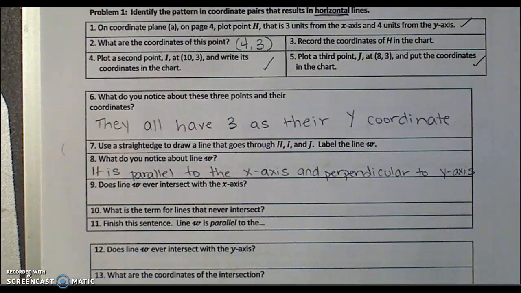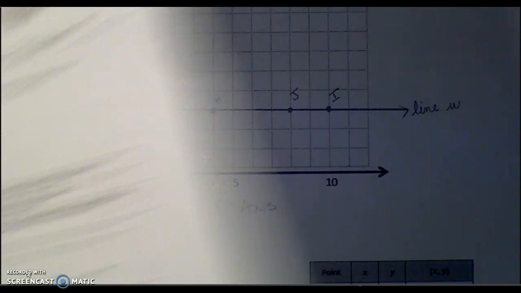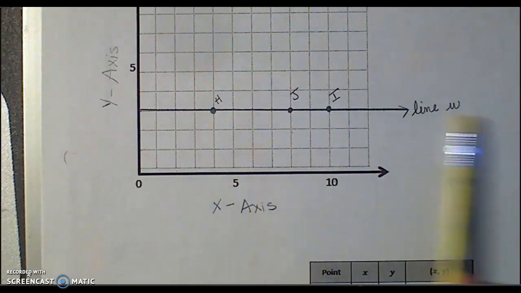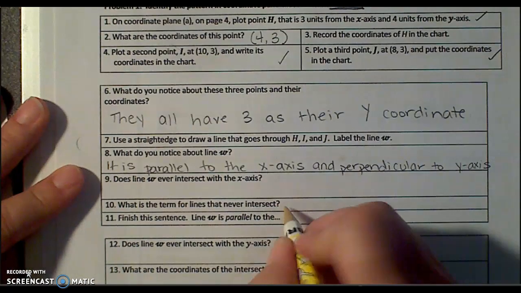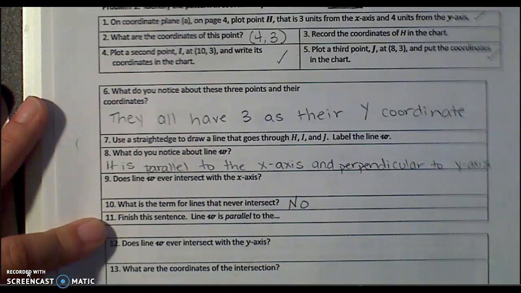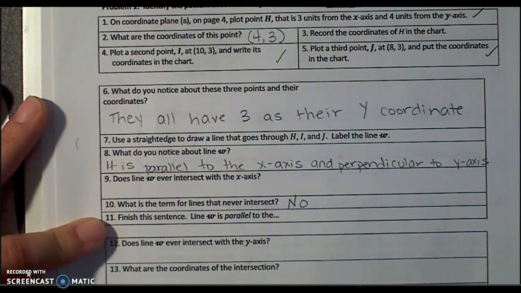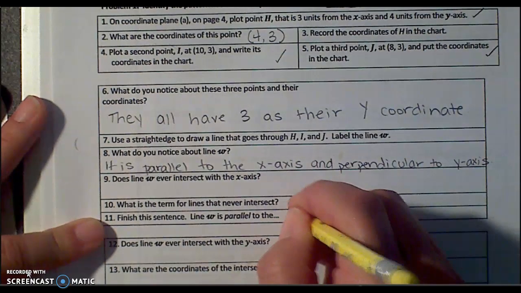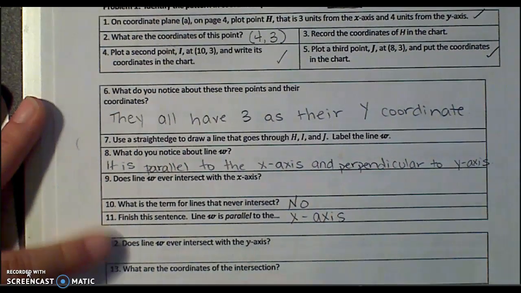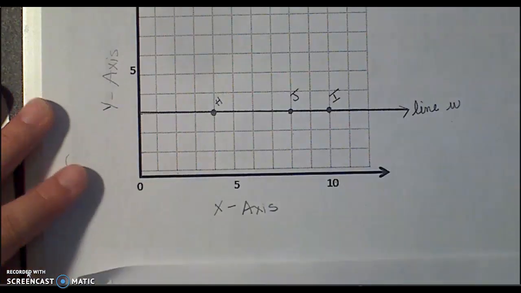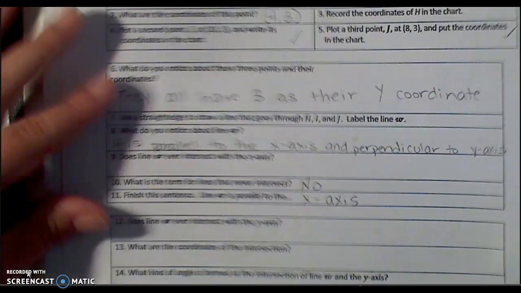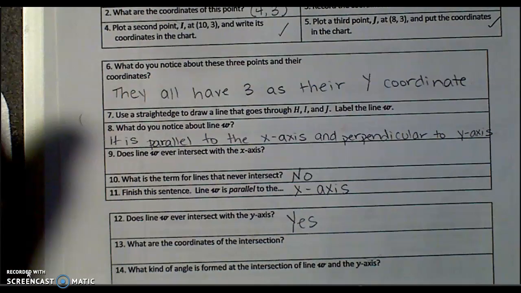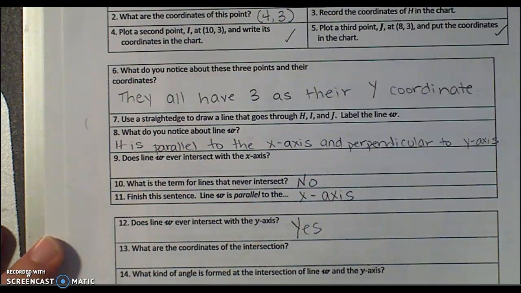Does the line W ever intersect the x-axis? So if I were to draw this line forever and ever, Miss Purdy, do you think it would ever intersect the x-axis? No. Finish this sentence. Line W is parallel to the x-axis. Does line W ever intersect with the y-axis? Well, if we look right here, here's the y-axis, there's our line W, and it sure does. Yes, it does.